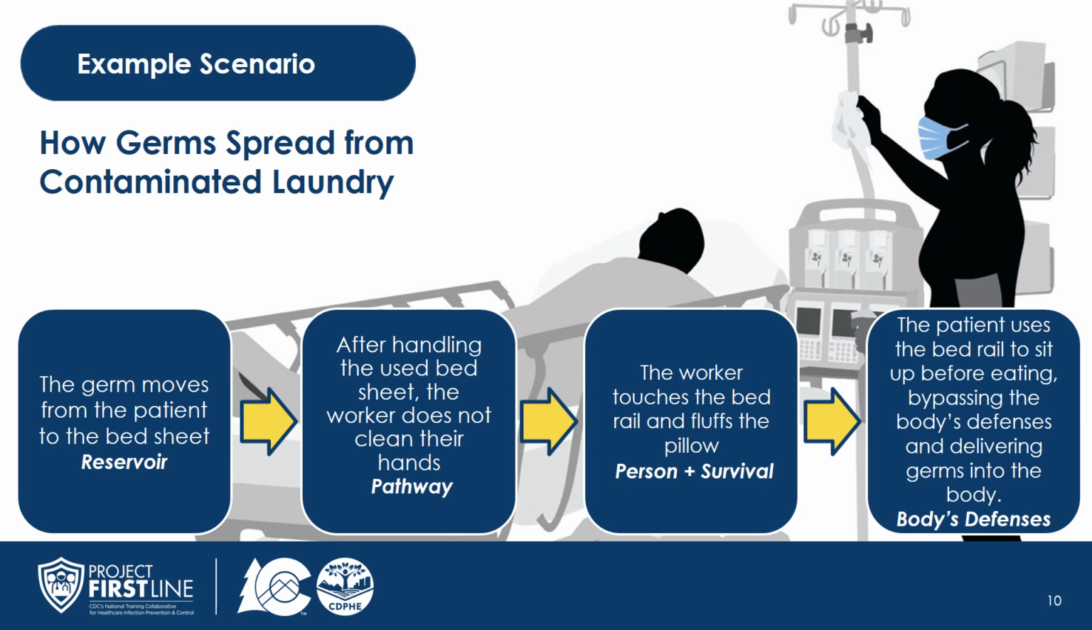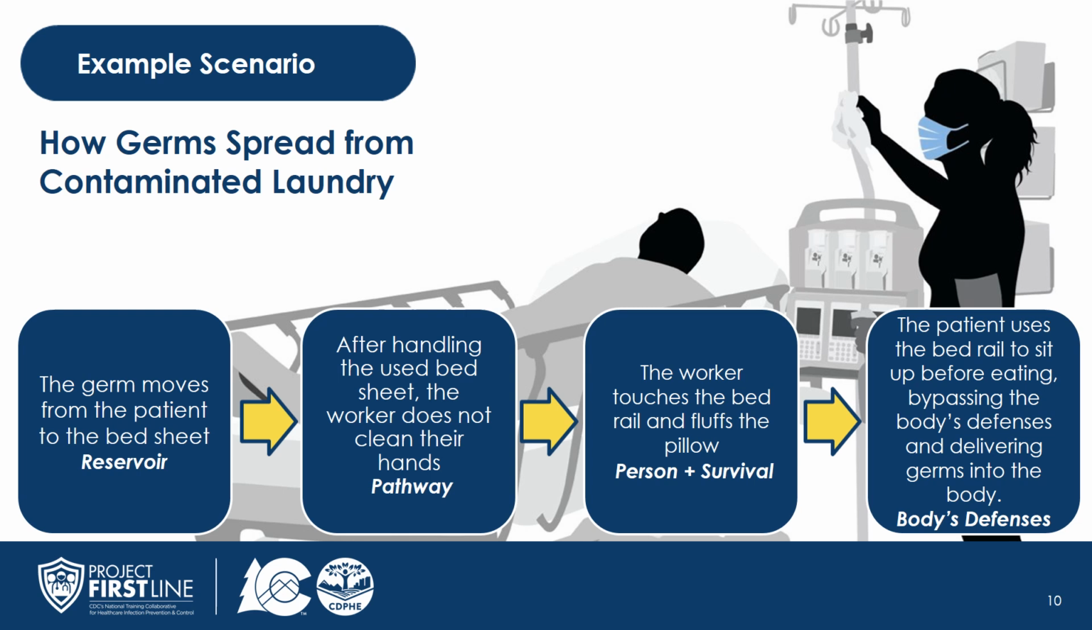Now, the same healthcare worker has stepped into another patient's room, touching the bed rails and fluffing a pillow in the process. The patient in this second room, who also has a weakened immune system, uses the bed rail to sit up before eating, allowing the germs to be delivered directly into their body. This example shows us just how easy it is for germs to spread from contaminated items onto others, putting healthcare workers and patients at risk of infection.